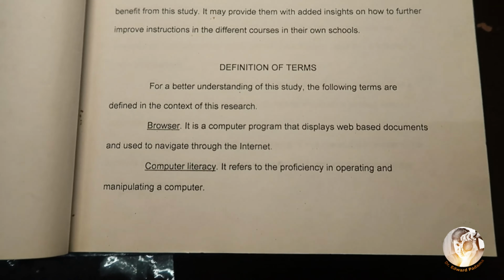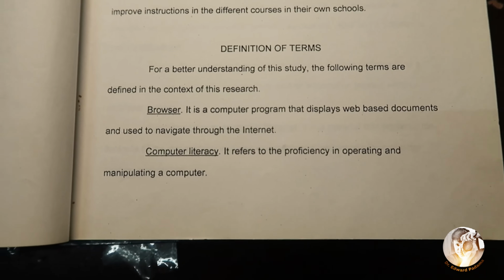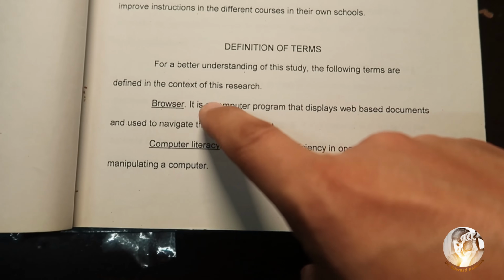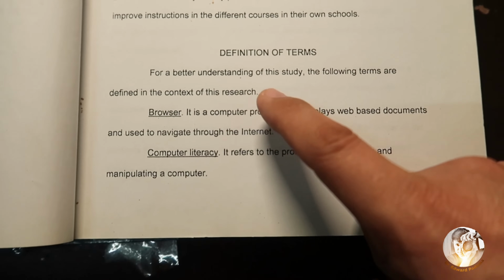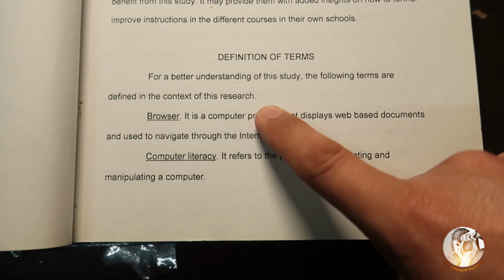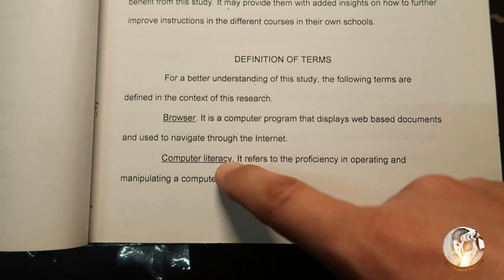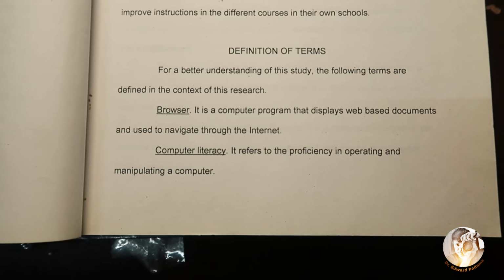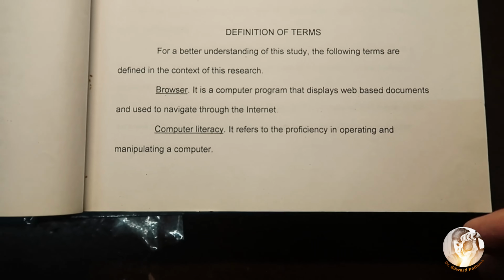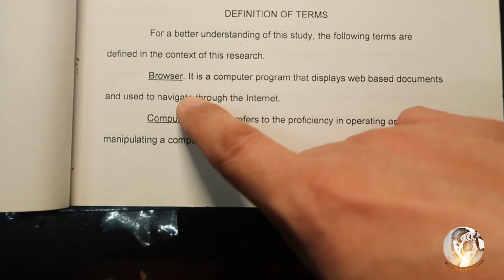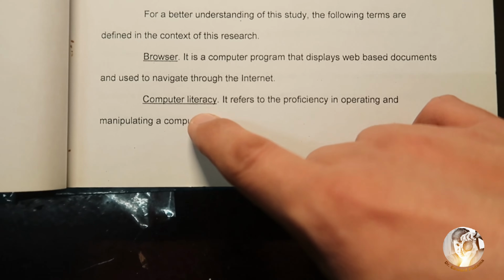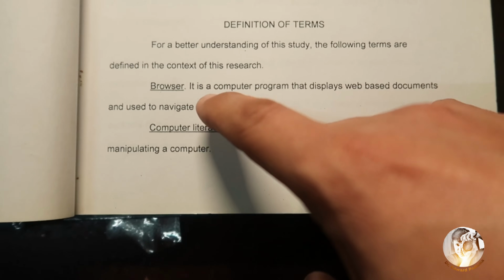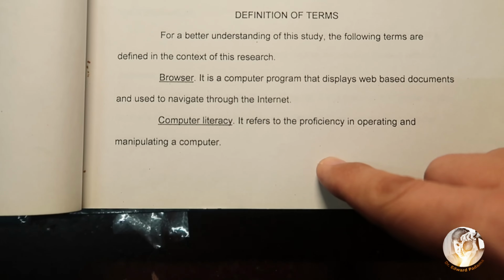So you have the title, definition of terms, and then from this part, for a better understanding of the study, the following terms are defined in the context of this research. So this is what we call the introductory statement. And then, going through the terms, the first one is browser, because this is an instructional material related to computers. So the first term that I included was browser, and then the second one is computer literacy. Using these two terms, you can see that the terms should be arranged in alphabetical order.